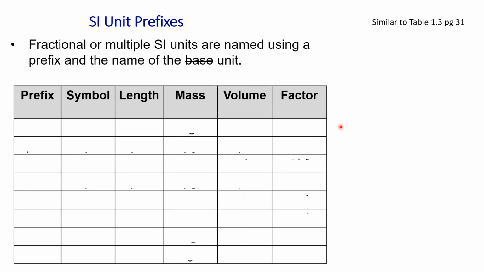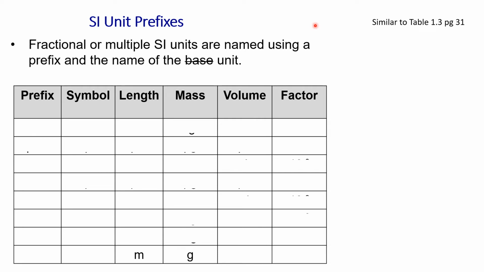All right, so prefixes. Now this is one of the reasons that the metric system does work a lot better than our Anglo-Saxon systems. This is similar to table 1.3. And I keep using these page numbers because I'll go from the PDF of the textbook, but it is still table 1.3 even if you're just using the online version. So they give you fractional or multiple units, right? So meter is our base unit for the metric length system, right?